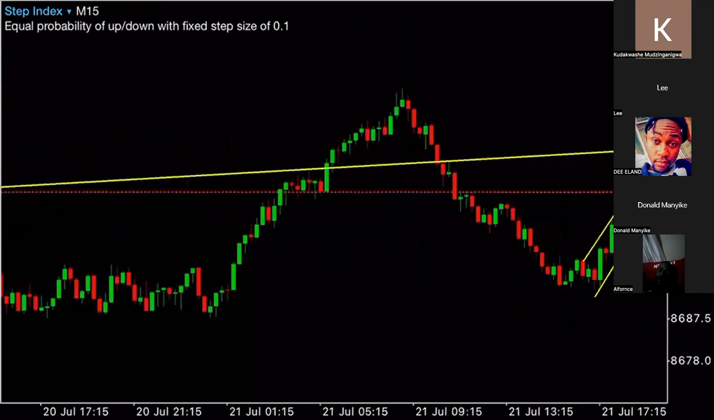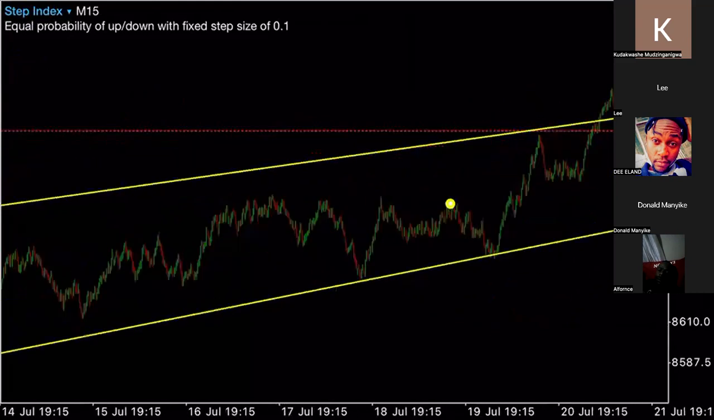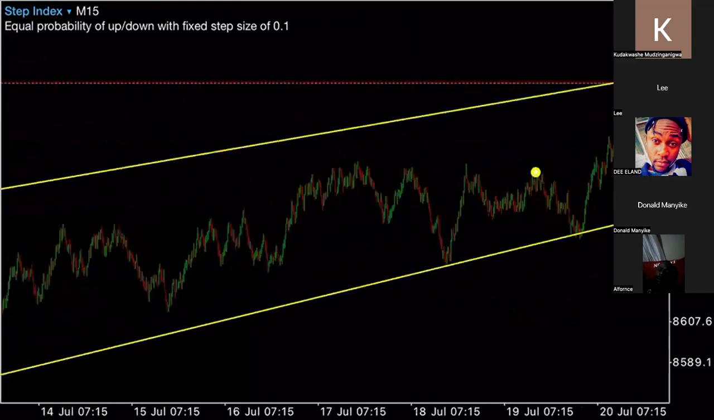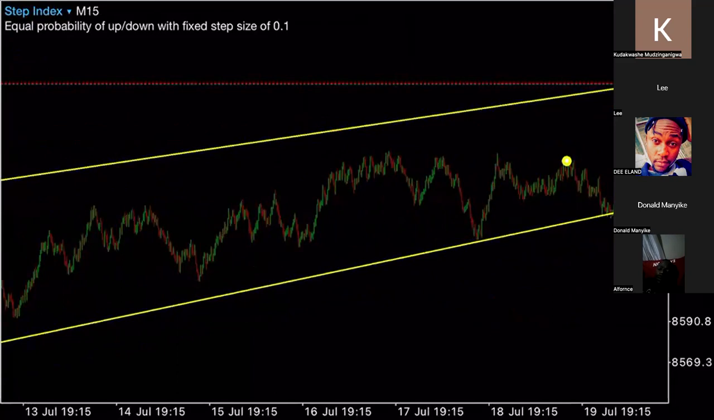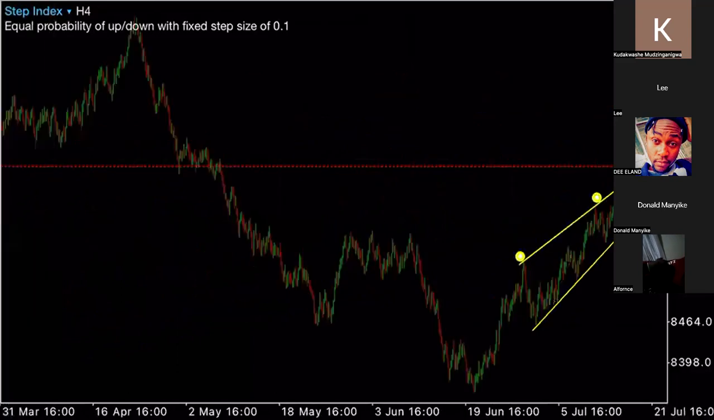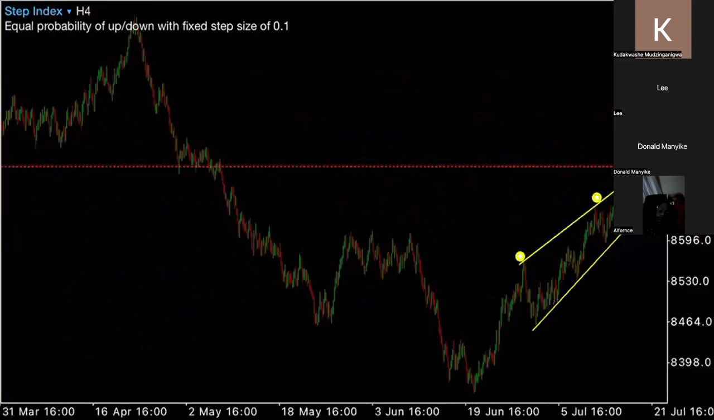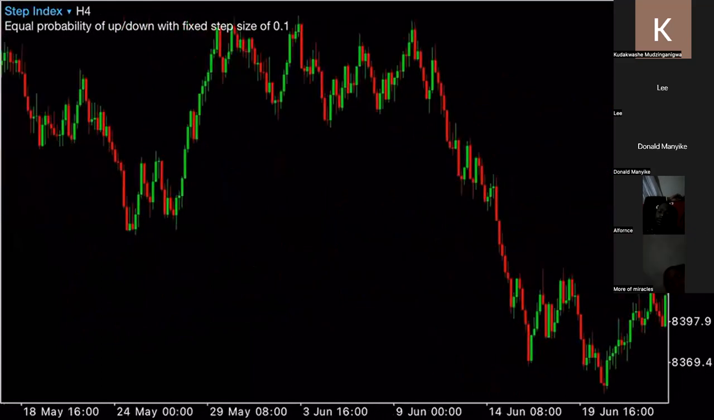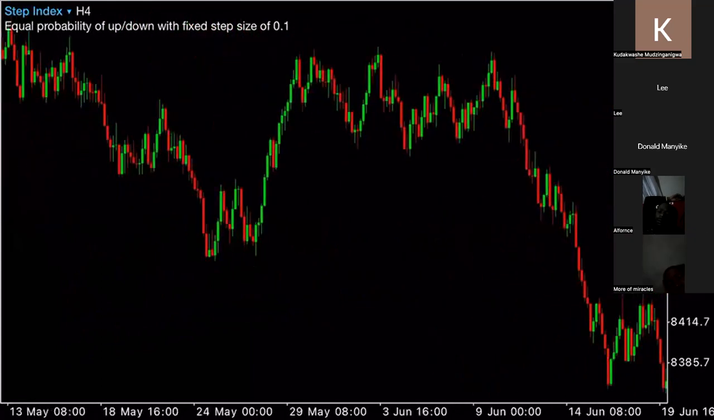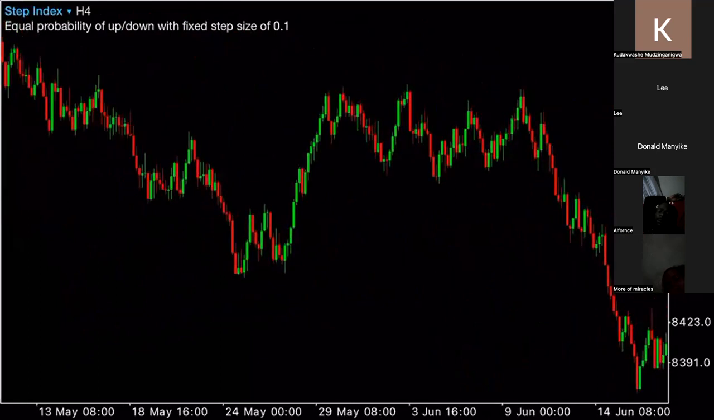So that's another ascending channel on V7 on step index. We are on step index, by the way. I want to show you another pattern that I'm seeing.